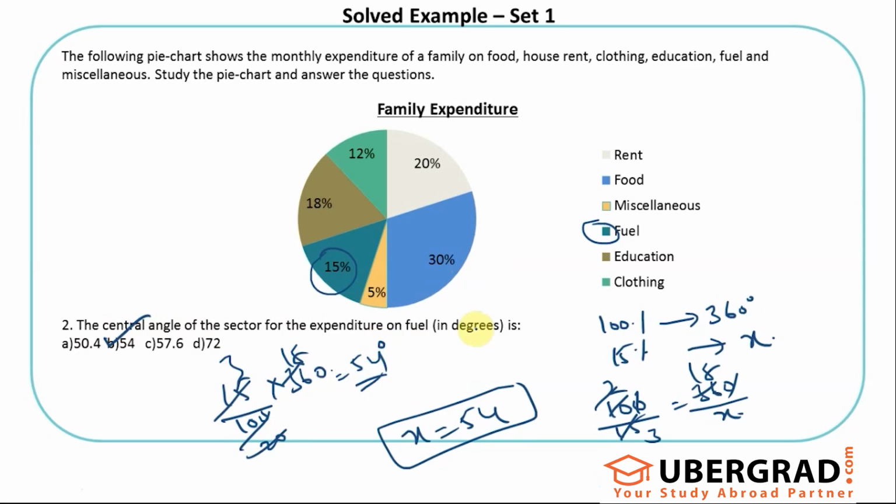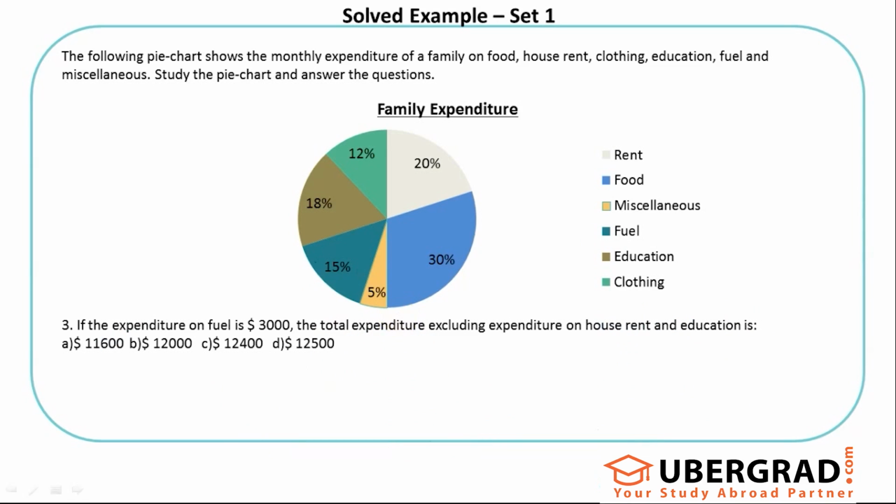Whatever way you do, it's the same thing. Percentage to angle, I can simply do this: 15% to angles is 15% of 360 degrees gives me the angle. The third question: if the expenditure on fuel is 3,000, then the total expenditure excluding expenditure on house rent and education is. You see, what is the fuel? 15%. So 15% is basically equal to 3,000.